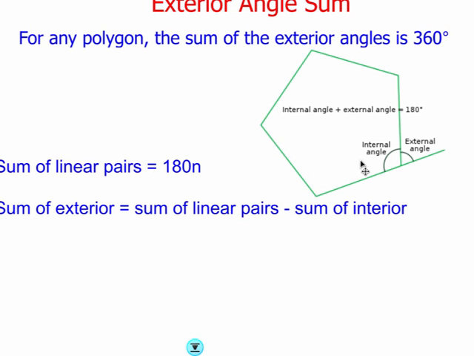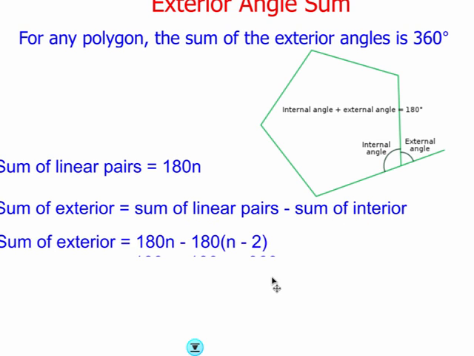minus the sum of all the interior angles. I know that the sum of the linear pairs is 180 times n, and I know the sum of the interior angles from my formula is 180 times n minus 2. So the sum of the exterior is 180n minus 180 times n minus 2. So now we just work this out. First I distribute. Negative 180 times n is negative 180n, and negative 180 times negative 2 is positive 360. Here you see I have 180n minus 180n. Those cancel each other out, and I'm left with 360.